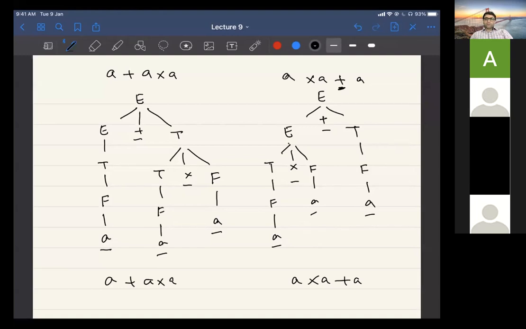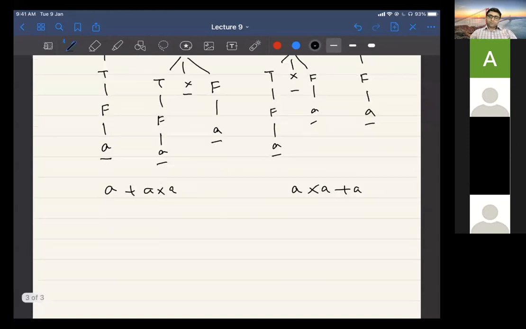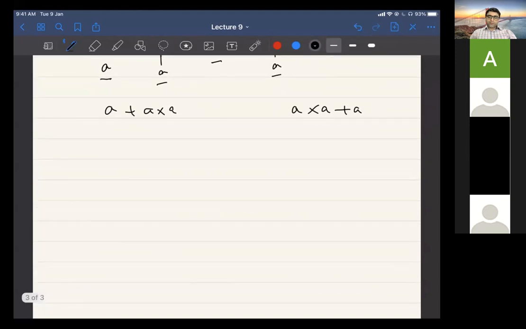Does that answer your question? Yes, sir. So is it possible to get the string A plus A plus A? Of course we can do that. So for example, if you want to derive A plus A, right? So we would start with E. So we would have E plus T, right?